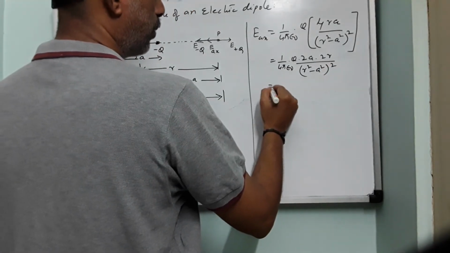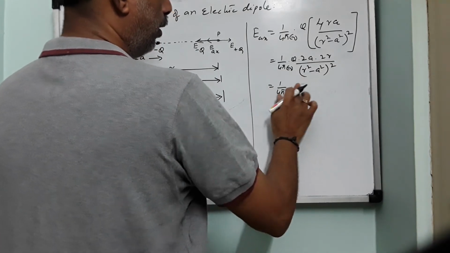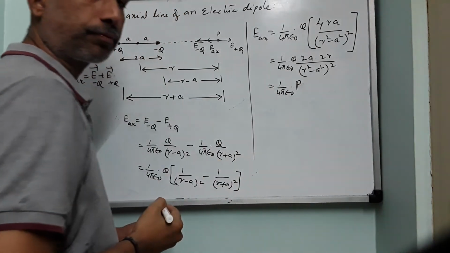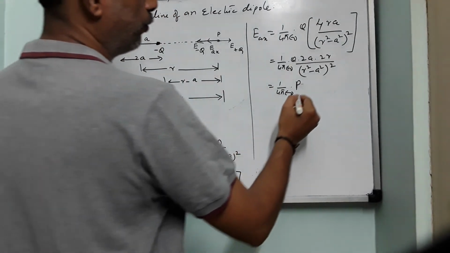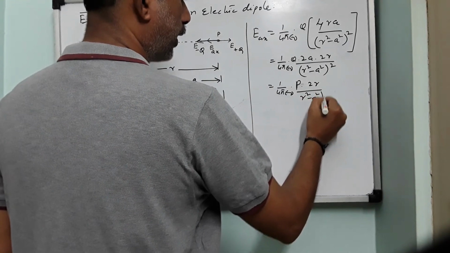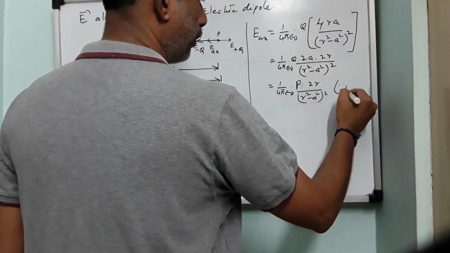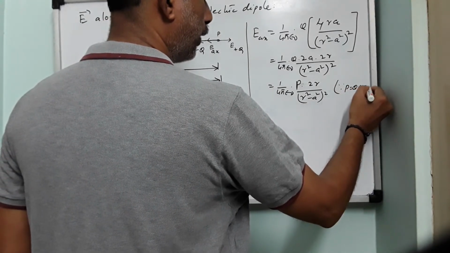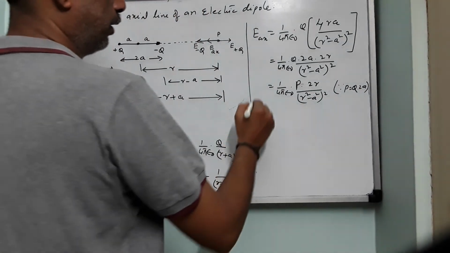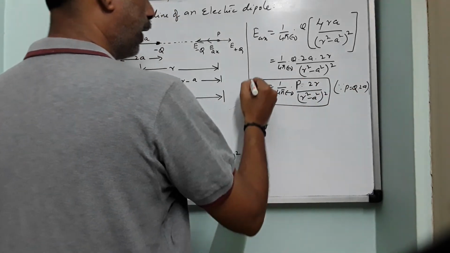So this is 1 by 4 pi epsilon 0 into Q into 2A, which I will write as dipole moment P, into 2R divided by R square minus A square whole square. If you want, you can write here in the brackets, since P equals Q into 2A. Okay, that's all. Over. You have derived the expression for electric field due to axial line.